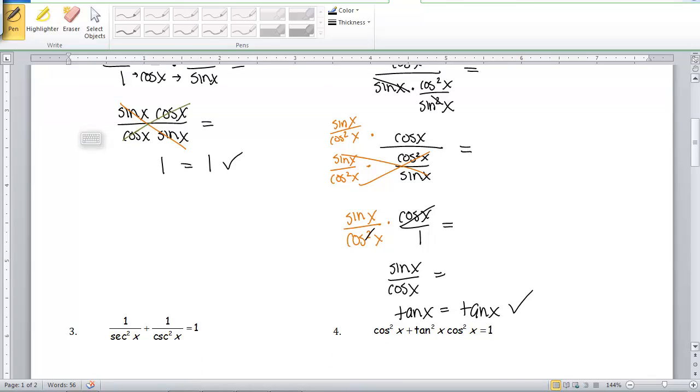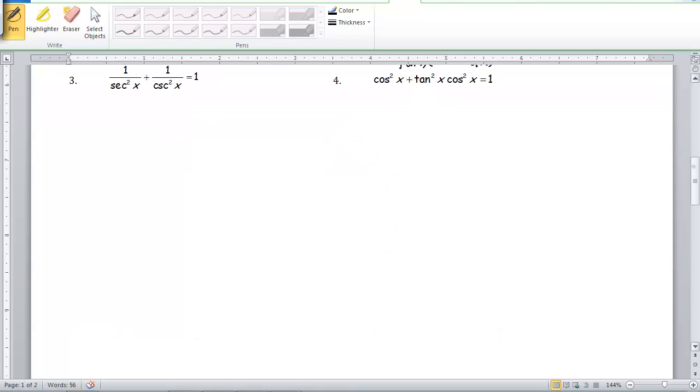Please now look at number 3. Pause the video. When you are done, check your answer with the video. In number 3, I'm noticing that both of these terms on the left are 1 over. That means I could use the reciprocal identity to change 1 over secant squared to cosine squared, and 1 over cosecant squared to sine squared. Then I notice that cosine squared plus sine squared is a Pythagorean identity, which gives me the value of 1 I was trying to get. Done.